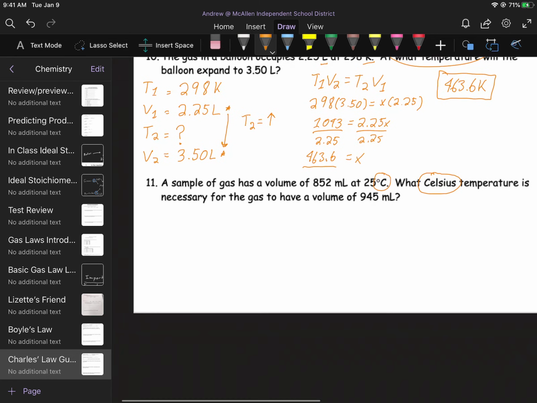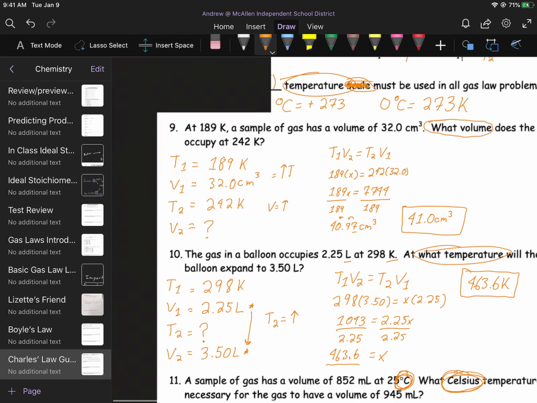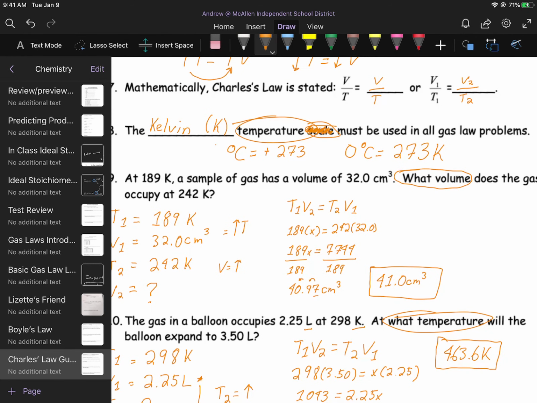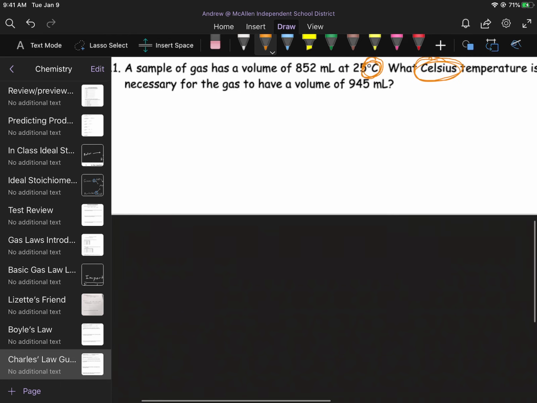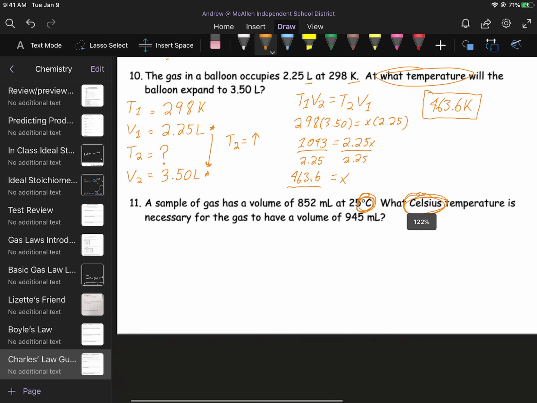Now, you're going to solve number 11. Remember those warnings I gave you? You're starting off in Celsius and you need to end up in Celsius. You're going to rework this formula to figure out how to convert those. When you're done, go to Google Classroom and post your answer in the form.